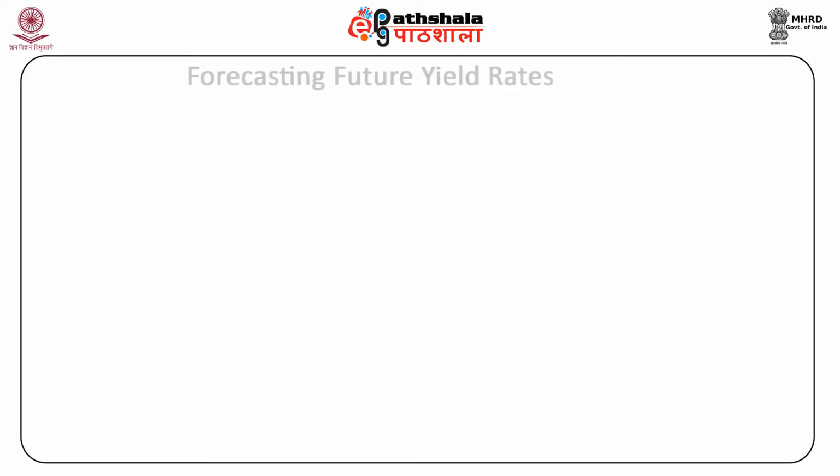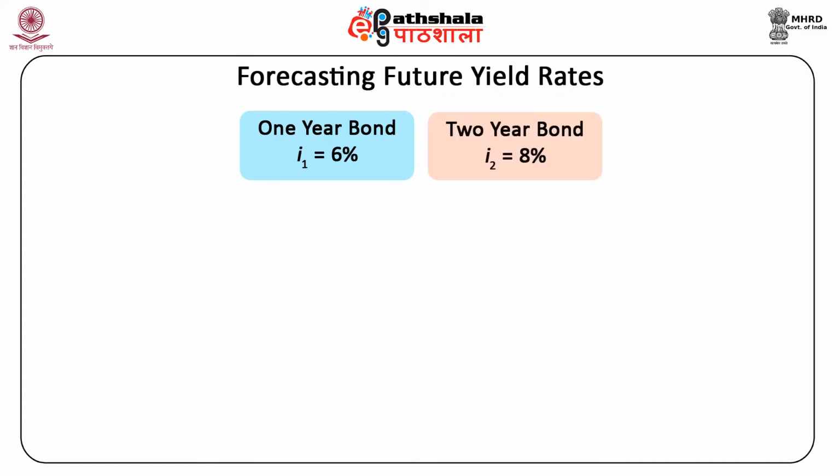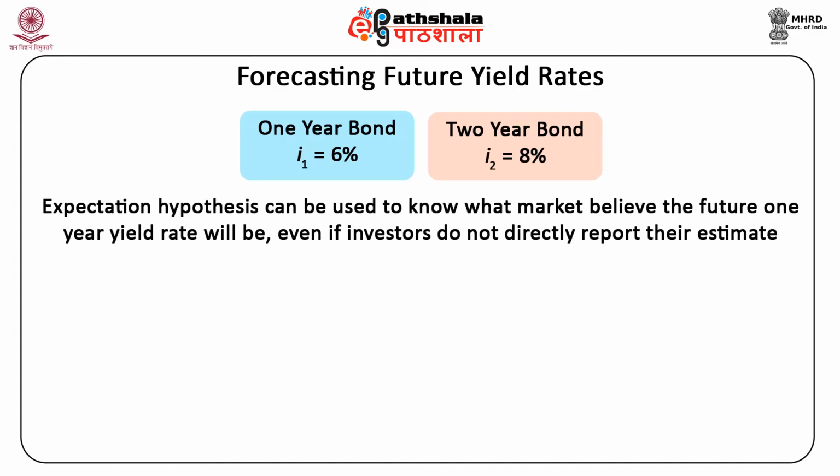Forecasting future yield rates. The expectations hypothesis can be used to obtain market forecasts of future yields to maturity. Suppose you do not know whether the short-term yield rate will rise or fall. All you know is the current yield on a 1-year bond, that is I is equal to 6%, and the yield on a 2-year bond, I2, is equal to 8%. The expectations hypothesis can be used to know what the market believes the future 1-year yield rate will be, even if investors do not directly report their estimate.